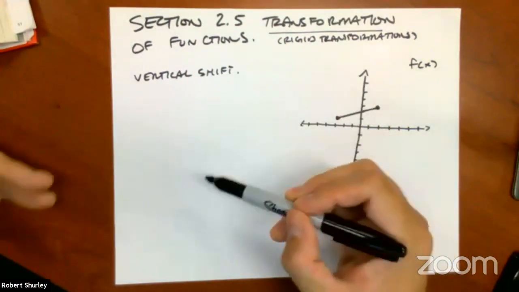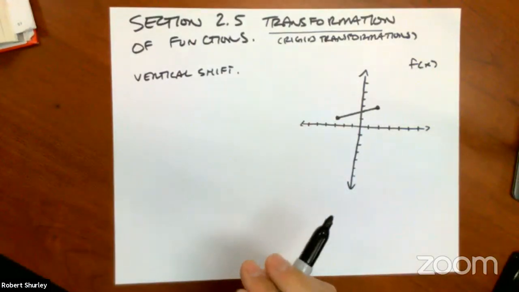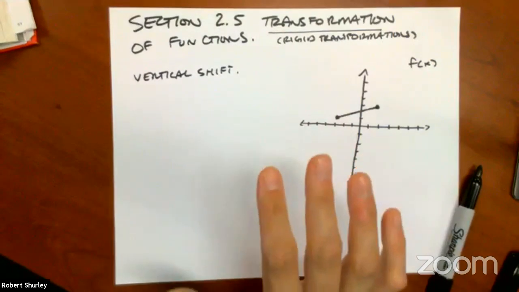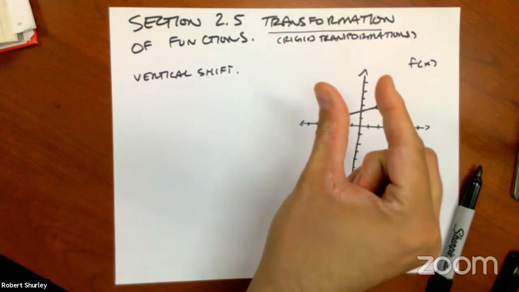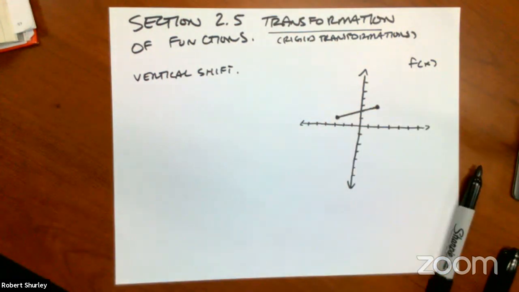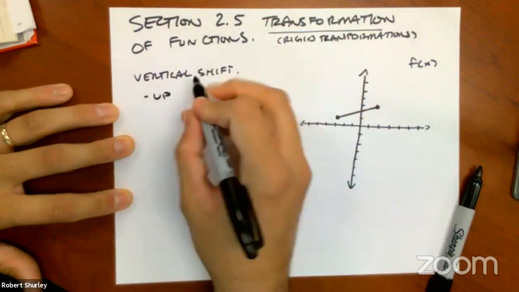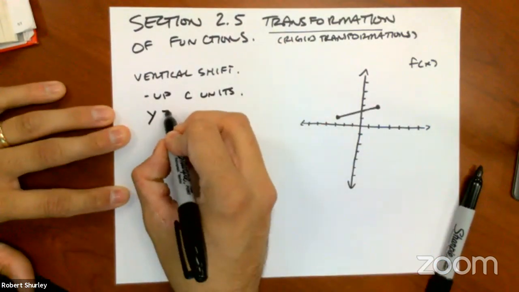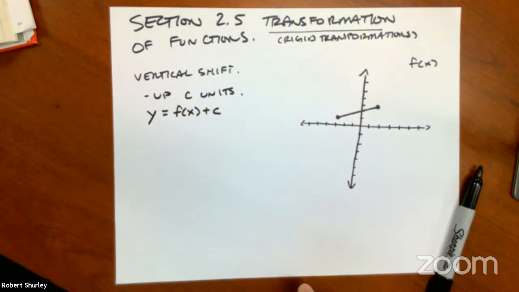Over the next few examples, we're going to move this thing up, down, left, right. I'm going to show you how to do it. For a vertical shift, either up or down, it's kind of easy. You keep the x values the exact same, and all you're doing is moving the y values up and down. So if I wanted to move up c units, all I would have to do is add c to the outside of the function.